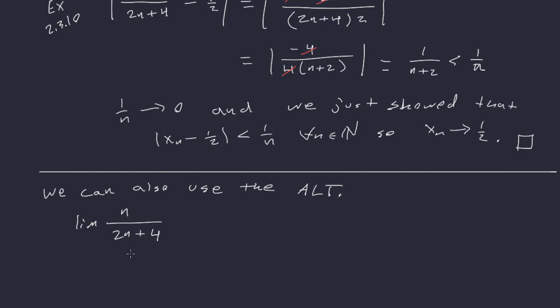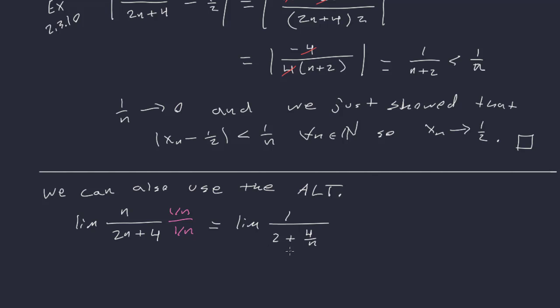By the algebraic limit theorems, we can move the limit to the top and the bottom of the fraction and distribute it. But what I want to do first is multiply the top and the bottom by 1 over n. I'm taking the highest power of n in the denominator to do that. And you'll see hopefully in a second why I want to do that. When we distribute that across, the numerator will just become 1. The denominator will become 2 plus 4 over n.